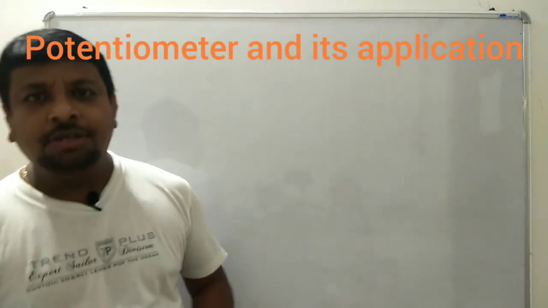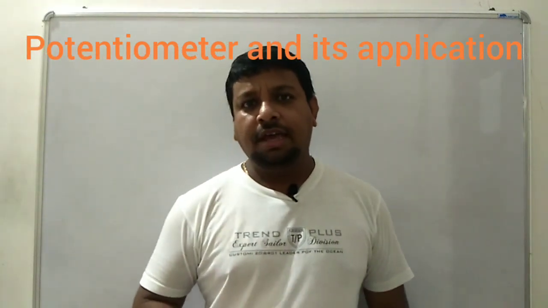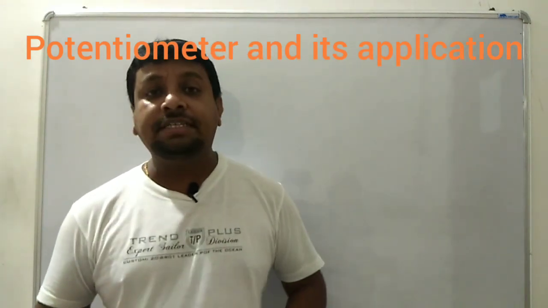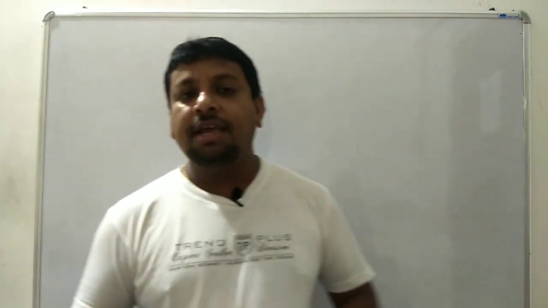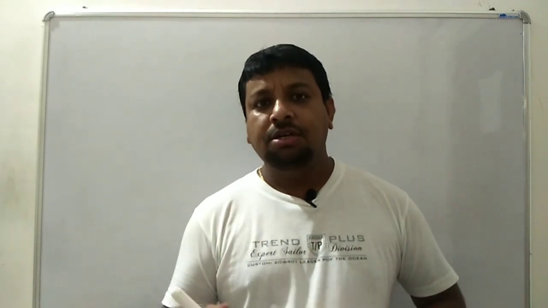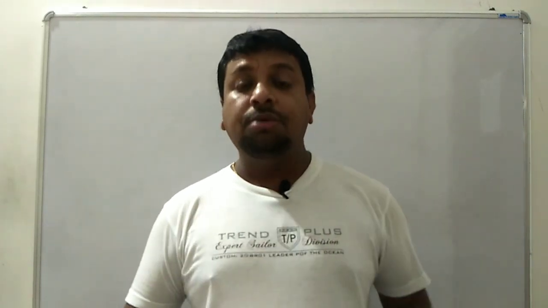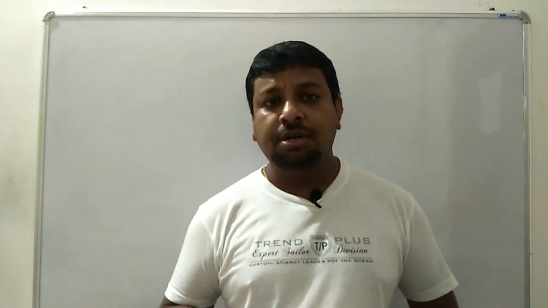Hello students. Today we discuss the potentiometer and how it is used to measure the potential difference across the two ends of a conductor, the EMF of a cell and internal resistance. Last class we discussed the Wheatstone bridge, meter bridge and its applications. So today's topic is potentiometer.